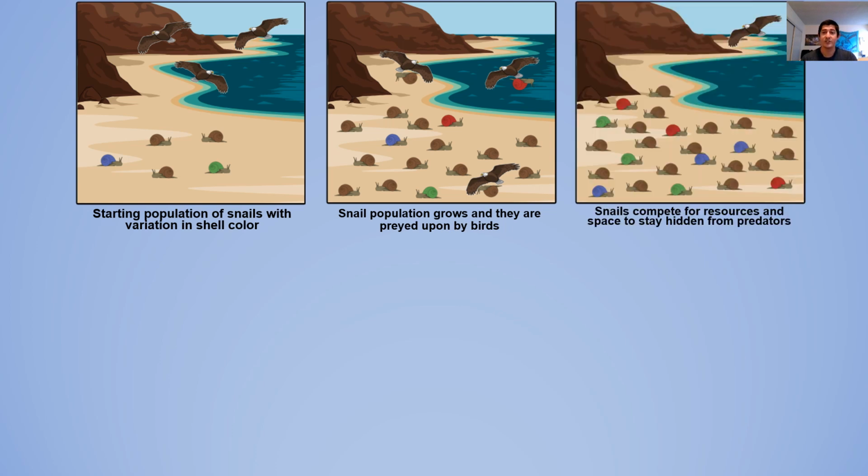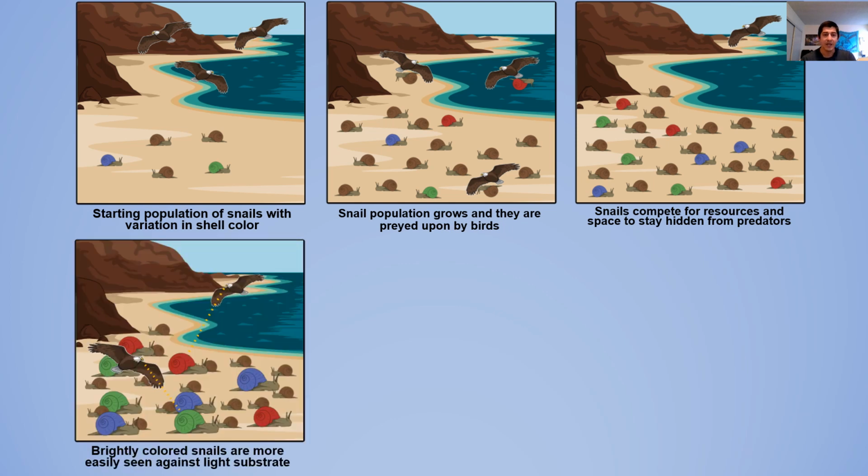And the population will continue to grow until a certain point where resources are now limited. And so maybe these snails have to travel further to find food, or there's less space for them to take shelter and stay hidden from these birds. And the birds are more easily able to spot those individuals with colored shells. So in this picture, the ones with the bright shells have been made larger just to represent that the birds are able to see them better. And so they're preyed upon more often and removed from the population.